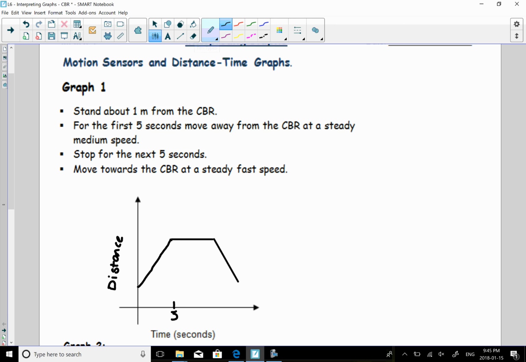So we're just sketching this. Try and make it a little more even. So that's my steady rate away. That's my stopping, so the distance does not go up or down. That's why it stays the same. And then that's me coming back to my original position.